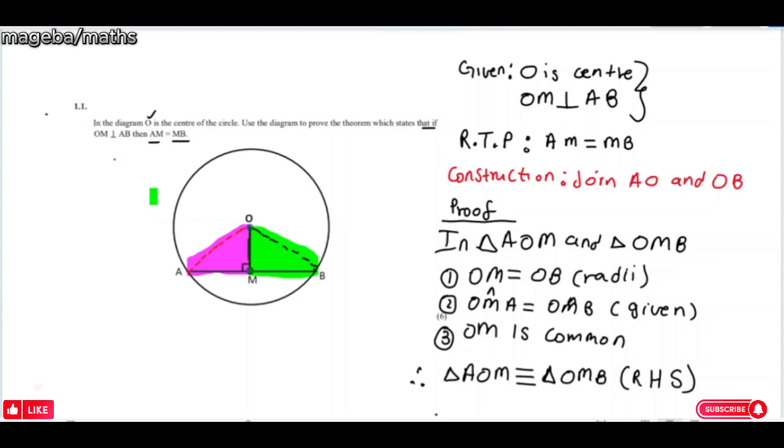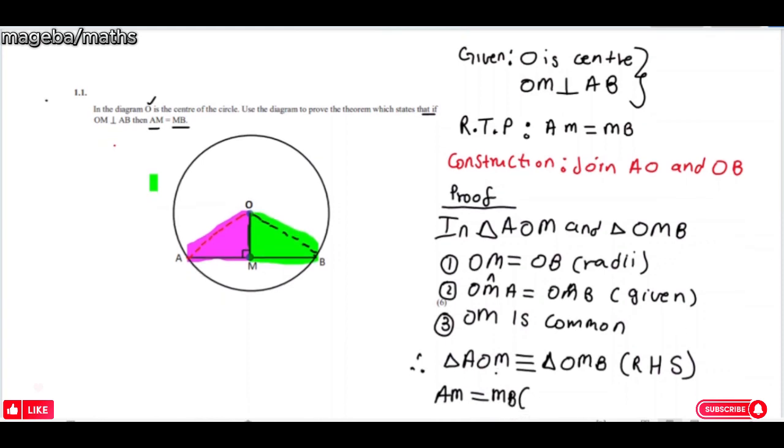Now, therefore, AM is going to be equal to MB. Why am I saying that? Because I've proven my congruency, because triangle AOM is congruent to triangle OMB. So that is theorem number one. It's very, very easy. You just need to know how to prove the congruency. So yeah, there it is.